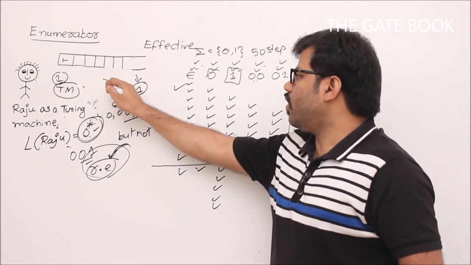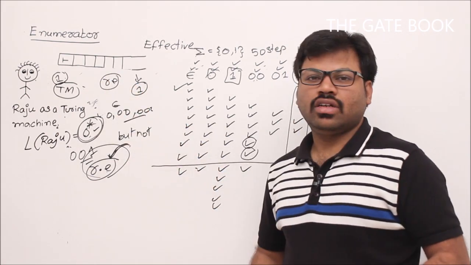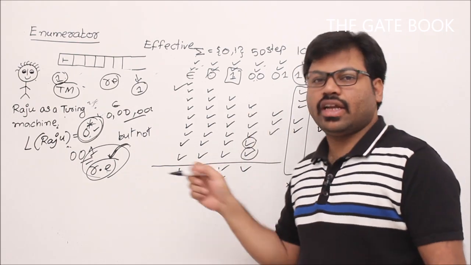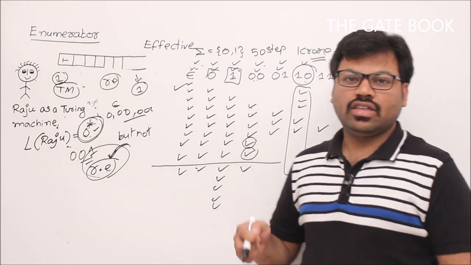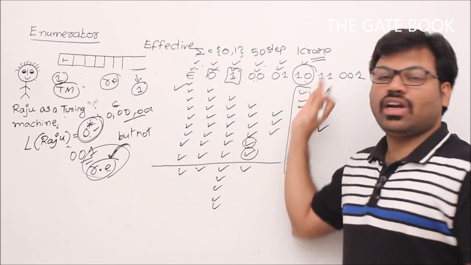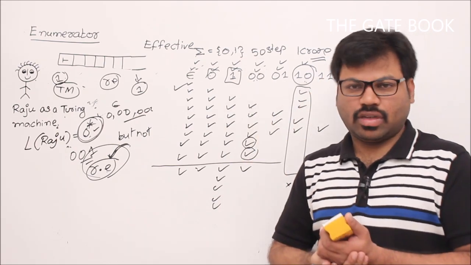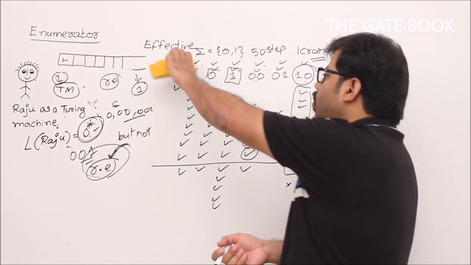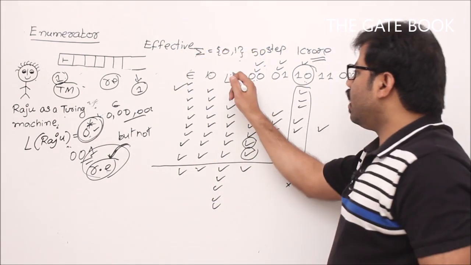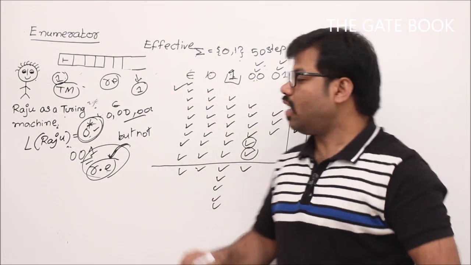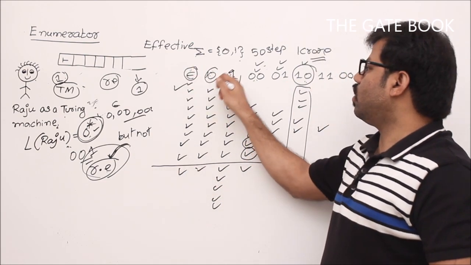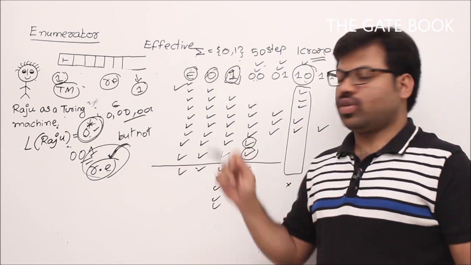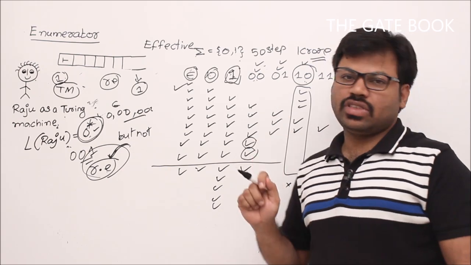So whenever you have a recursively enumerable language, we cannot always have a generator which generates strings in lexicographic order. Sometimes it may be possible, sometimes it might not be. Why, sir? See this example. We definitely need an effective procedure, correct? We can't run first epsilon, after that 0, after that 1, correct? We have to run in a time sharing manner.